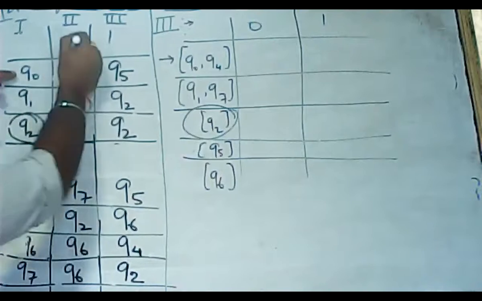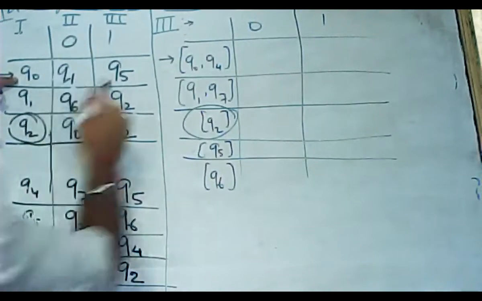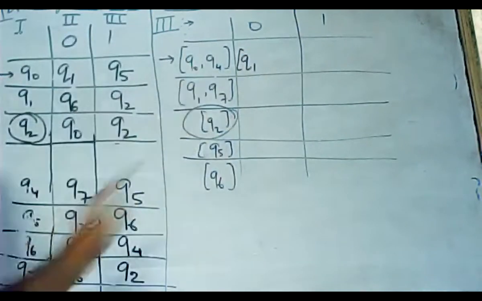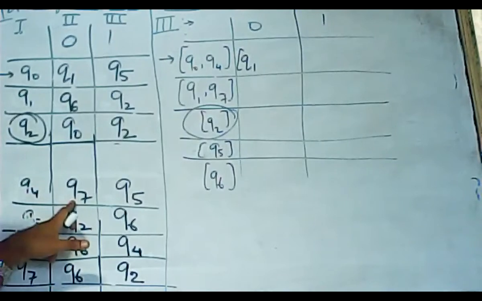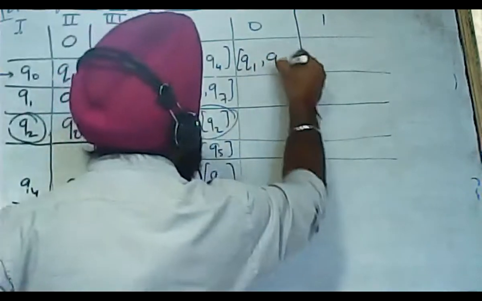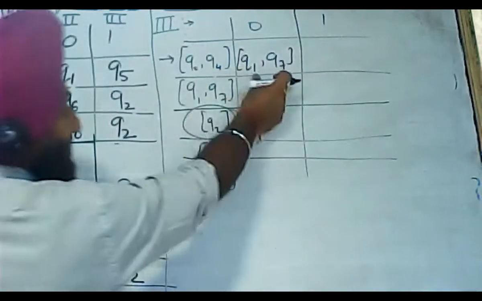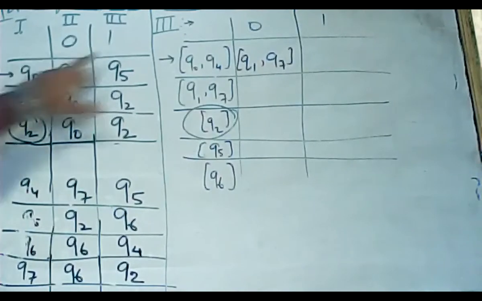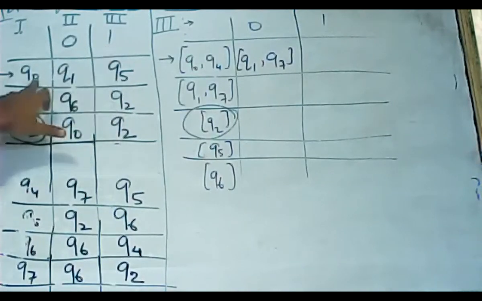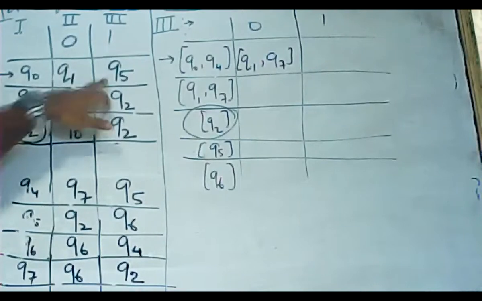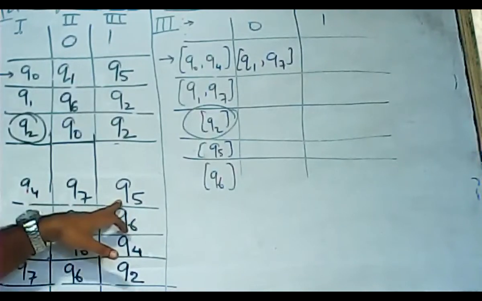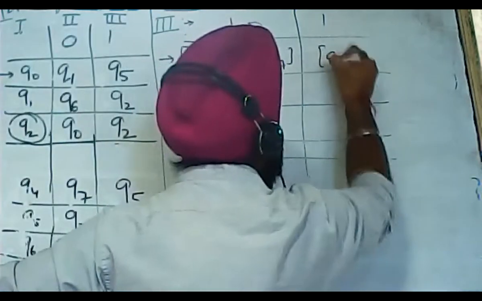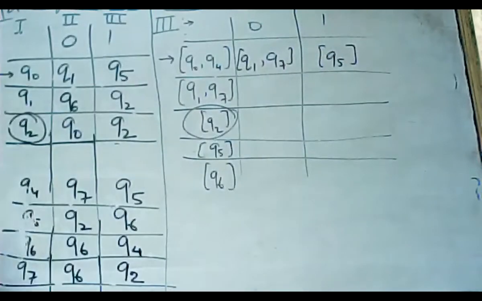So Q0 upon the processing of 0 is going to Q1, so here you can write Q1. Q4 upon the processing of 0 is going to Q7. So here Q1 and Q7 are in the same pair. After this, Q0 upon the processing of 1 is going to Q5, and Q4 upon the processing of 1 is going to Q5, and Q5 is a single state. So write Q5 over here.